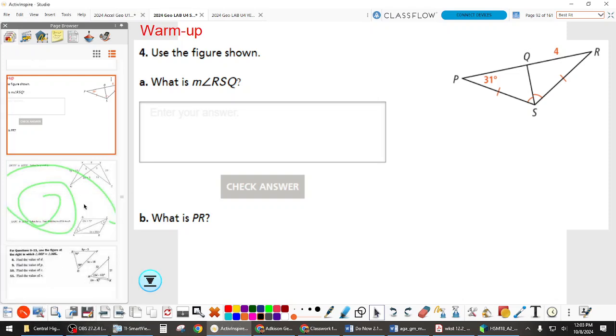It says, what is the measure of angle RSQ? Which angle is that? So RSQ is right here. Right there. Well, in order to find that, we've got to know some things about the notation of the triangle and what it's telling us. And what is that? Like, what is the notation telling us to do, or telling us is true?